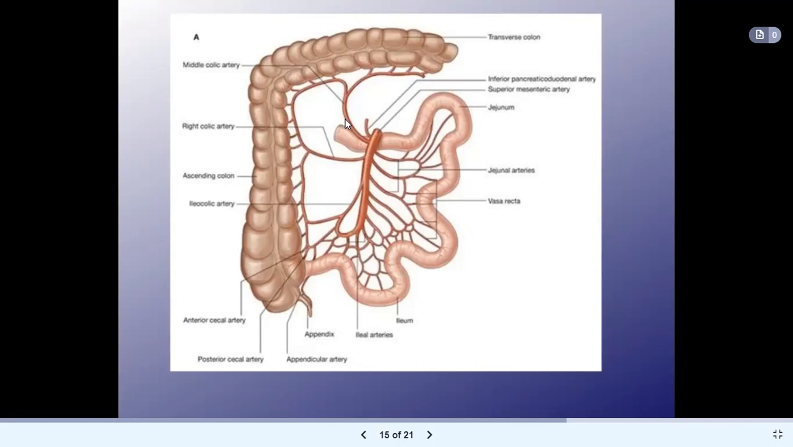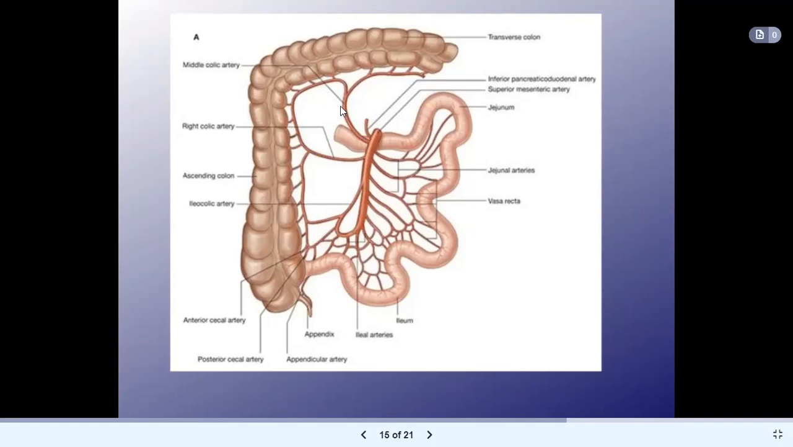And then you have your middle colic artery. Your middle colic artery is going to supply the transverse colon. 2/3 of the transverse colon is supplied by the middle colic artery. So remember that. The right colic artery supplies the ascending colon.